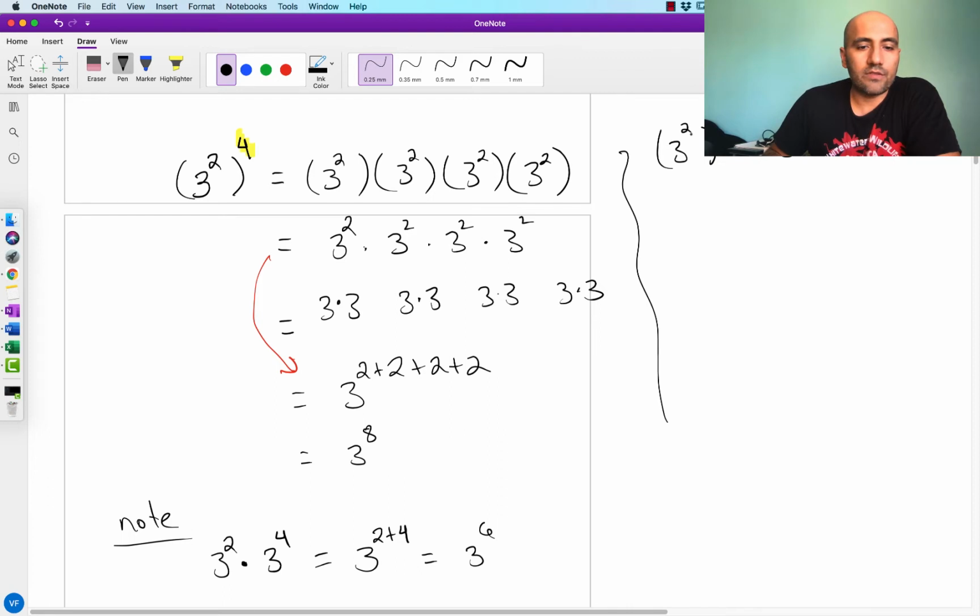3 to the power of 2, that whole thing being raised to the power of 4, right? So it's an exponential number being raised to another power. That's different than two exponential numbers being multiplied with the same base. In this case, we add the exponents, so we get a 6. And in this case, we multiply the exponents. Therefore, we get an 8.